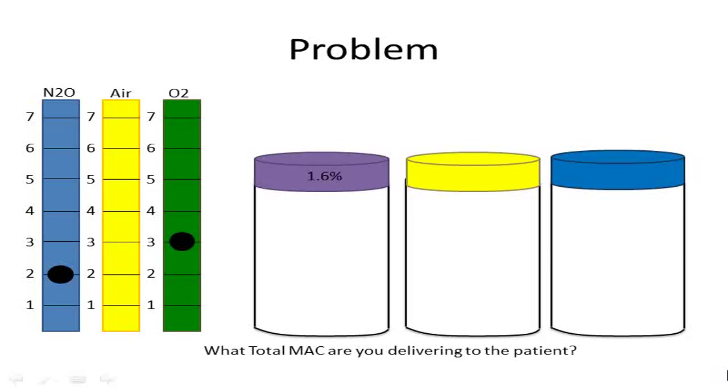What's your FiO2 here? Well, if nitrous is 0.4, then our oxygen has to be 0.6. FiO2 is 0.6 max.